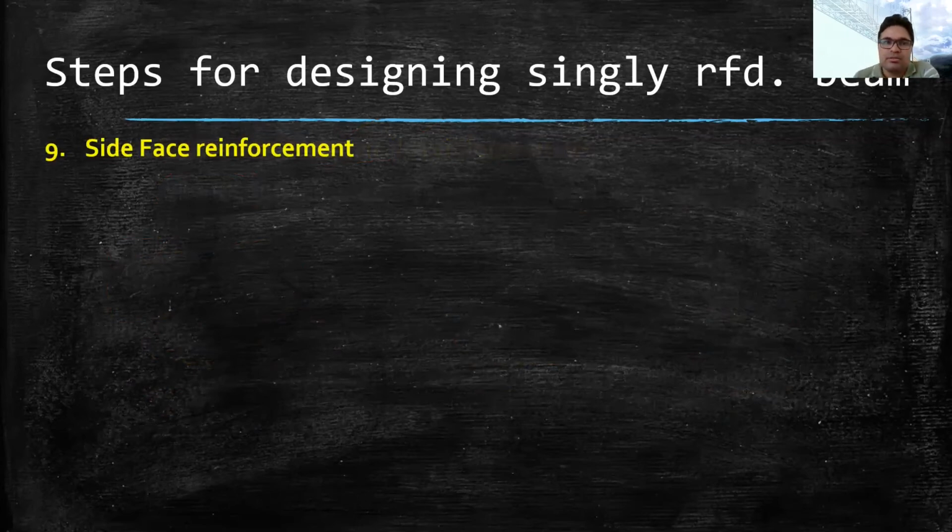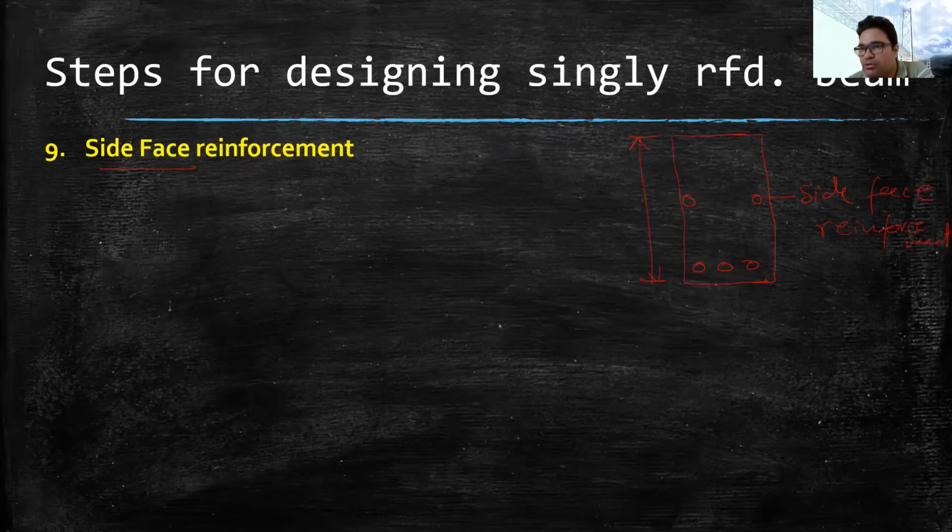Now, side face reinforcement. Sometimes the depth of the beam may be larger, like this. If we provide reinforcement here, this is the tension reinforcement. But sometimes if this depth is high, in that case, we provide reinforcement here also, which is called side face reinforcement. When do we have to provide this reinforcement? That is also we have to check.